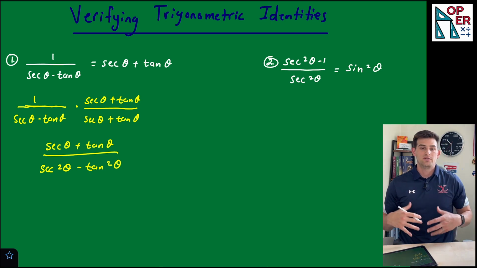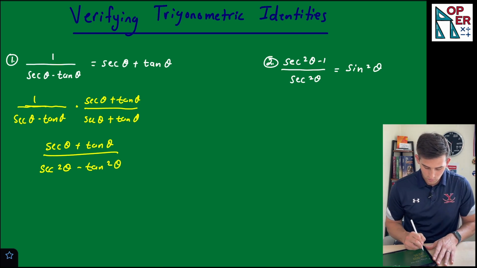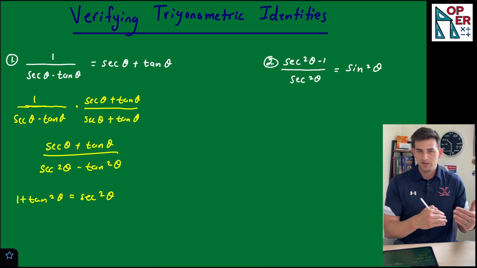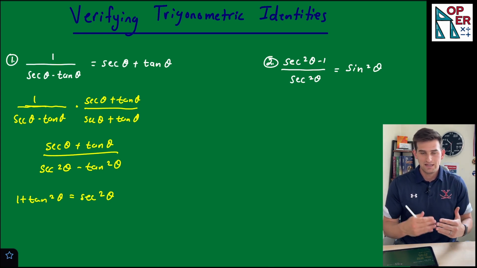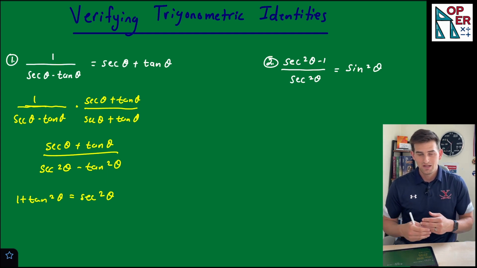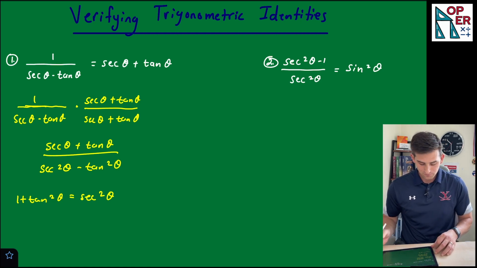So now if we think back to an identity that we know, 1 plus tangent squared theta is equal to secant squared theta. All right, and these identities that I'm referring to, I made a separate video going over all the different identities that we can know and use to help us simplify or verify trigonometric expressions or identities. So I'll link that in the cards right now if you want to go and see where these identities are coming from.